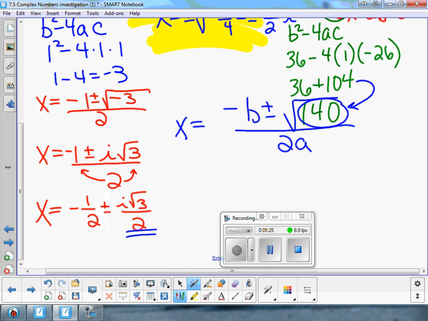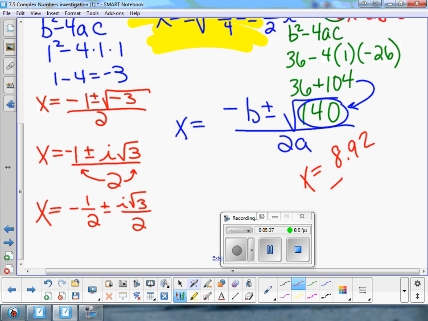What did you get for 4F, by the way? What were they? Plus? Negative who point? 2.92. Everybody agree? They okay?